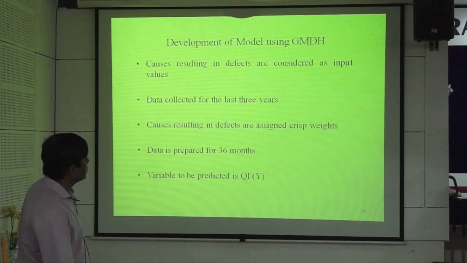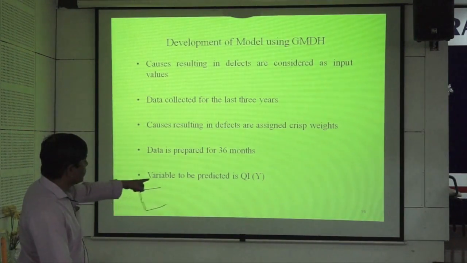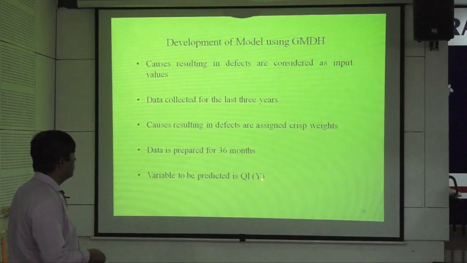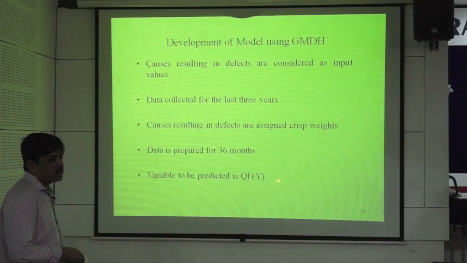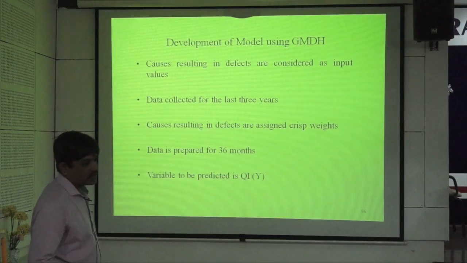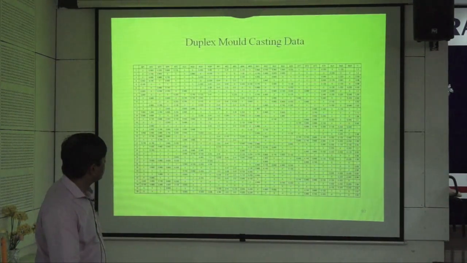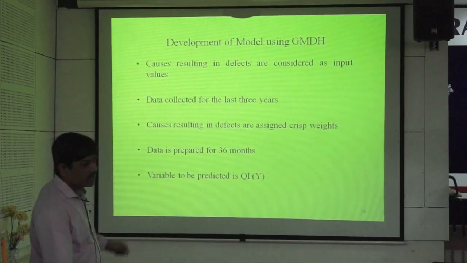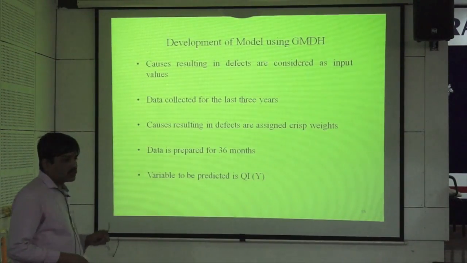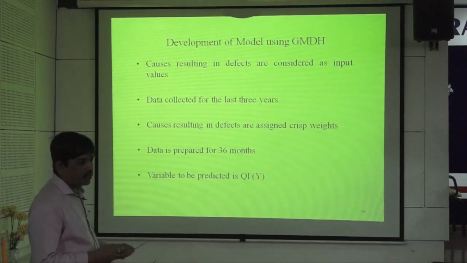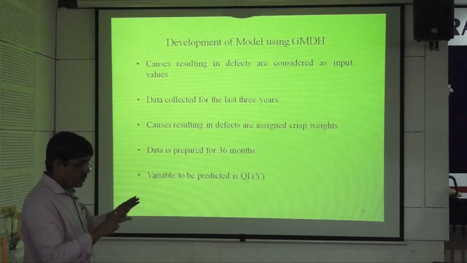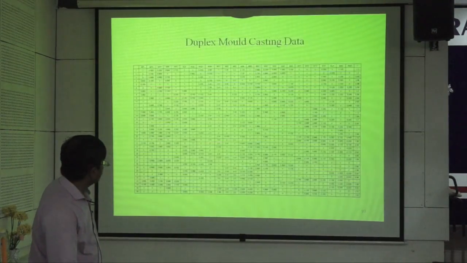For the GMDH shell, all the 26 causes were our input variables. Again, we analyzed the data for the last 3 years, and the variable to be predicted, this is our Y, that is the output, that is quality index. So what we did in this case is that we related this quality index with the causes and developed a model, which AHP was not able to do.